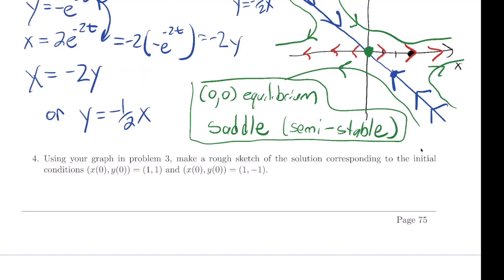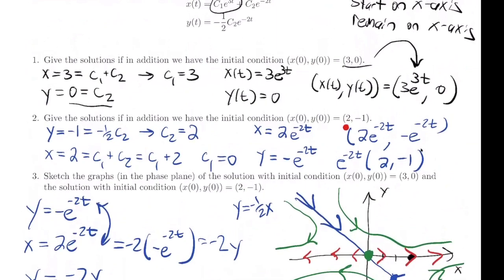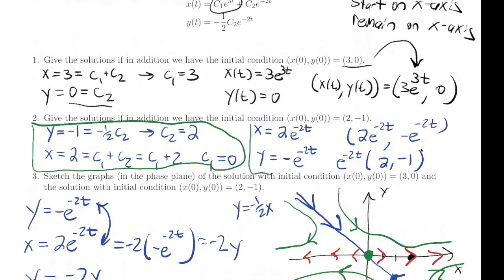Honestly, I'm still a little confused how you got your diagonal line there. So we plugged in the initial condition that when t is 0, x is 2, and when t is 0, y is -1. That's what allowed us to solve for C1 and C2, and that gave us these solutions over here.